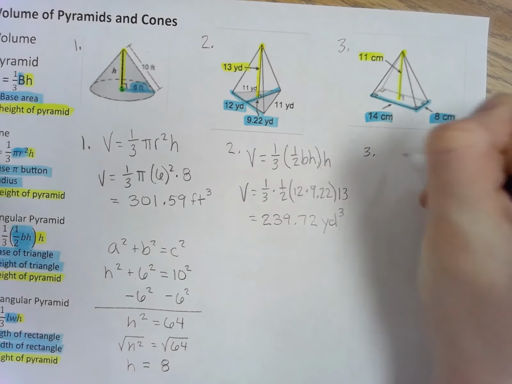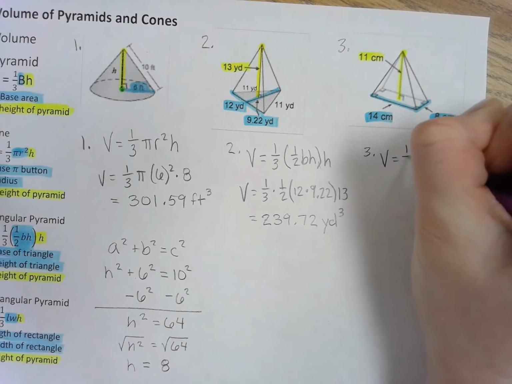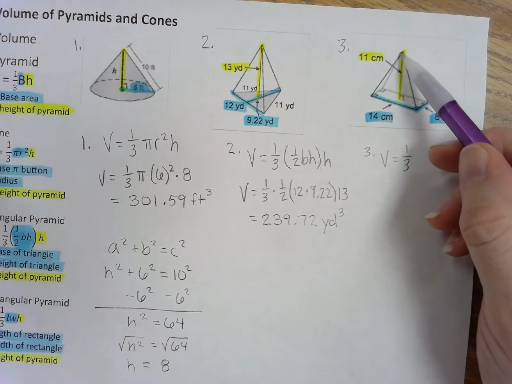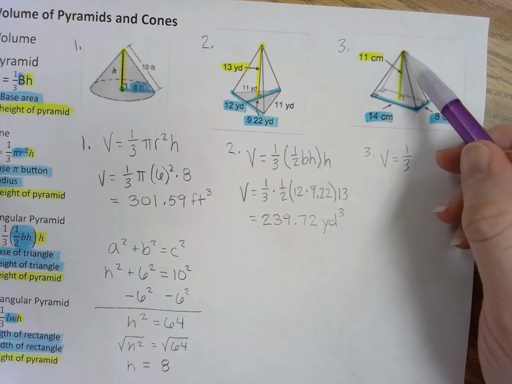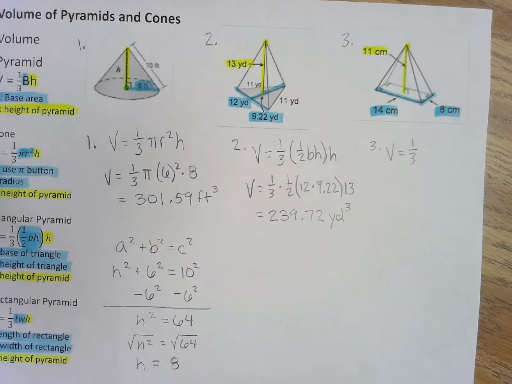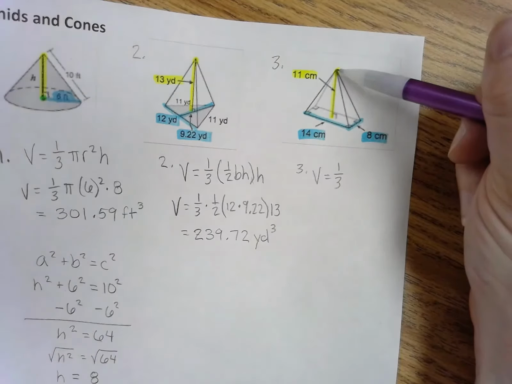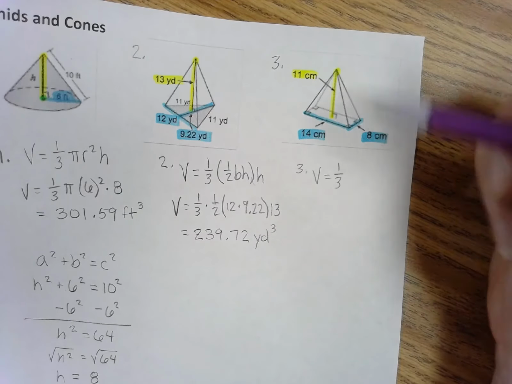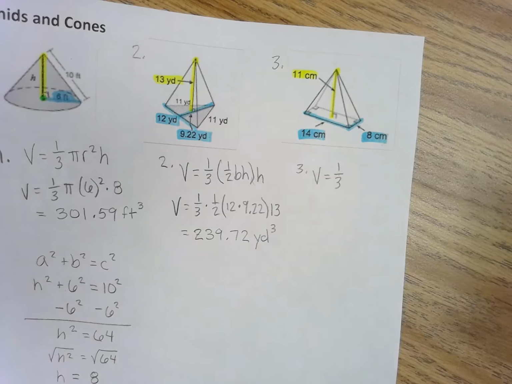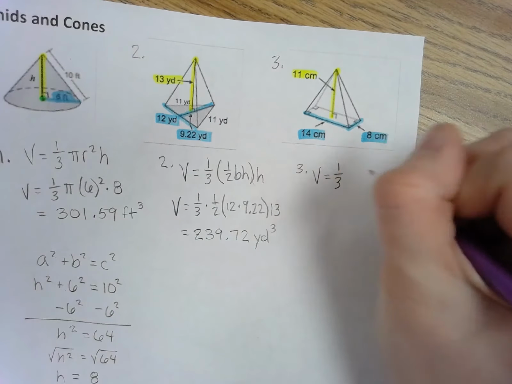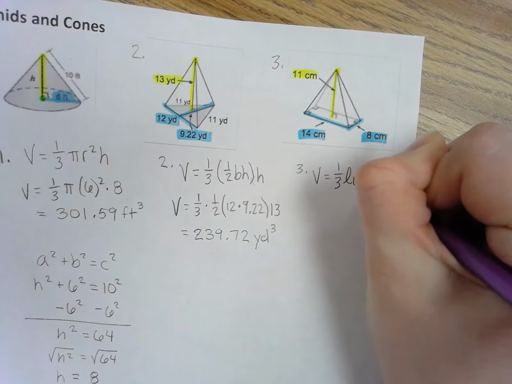So our formula is 1/3. Again, each of our formulas have that because our volume is 1/3 of a volume of the prism that would be the same shape. Because it comes to a point, because it's a pyramid, it's 1/3 the volume of a prism that would have these same dimensions. So 1/3 length times width times height.